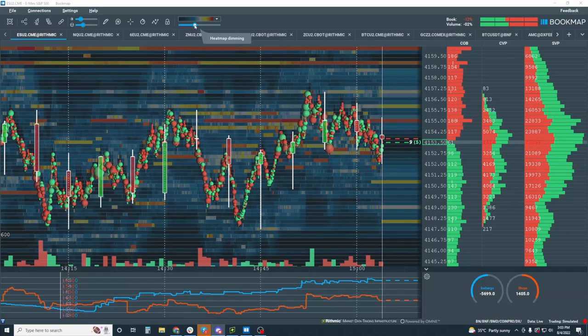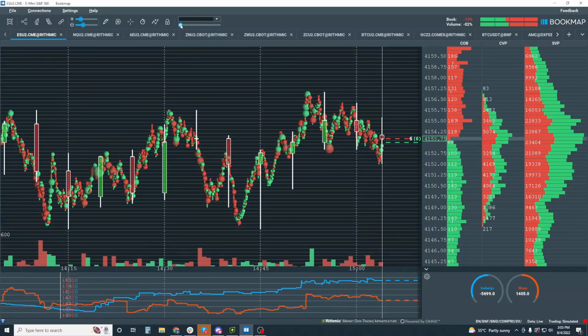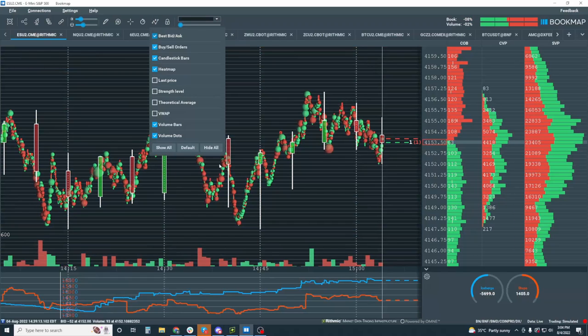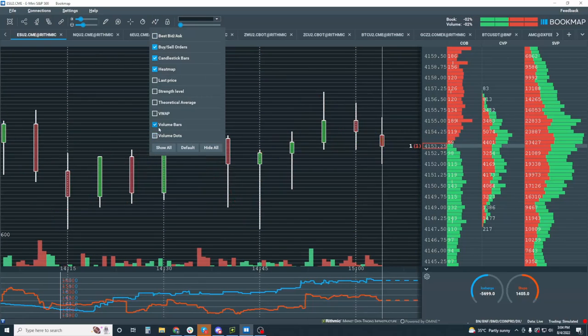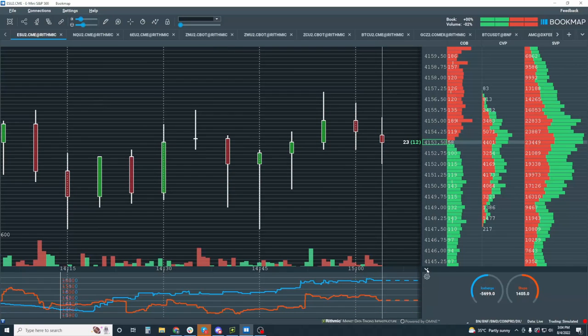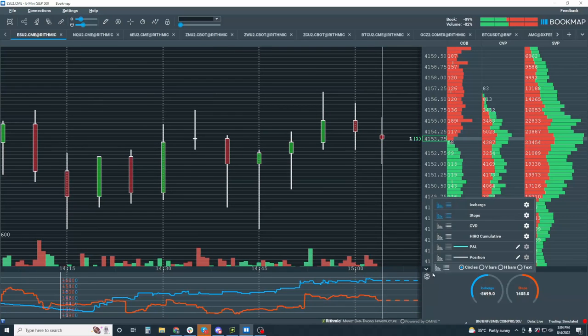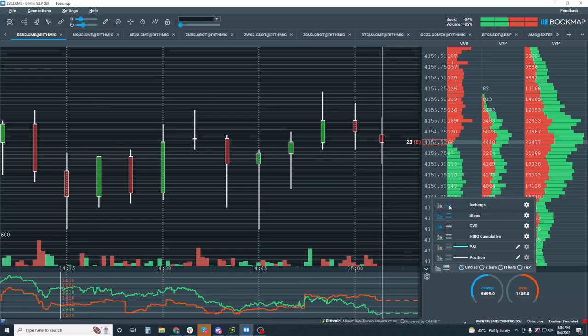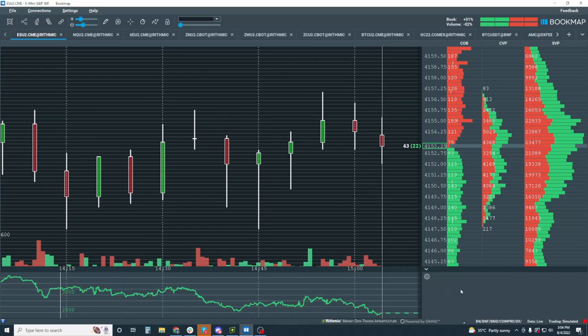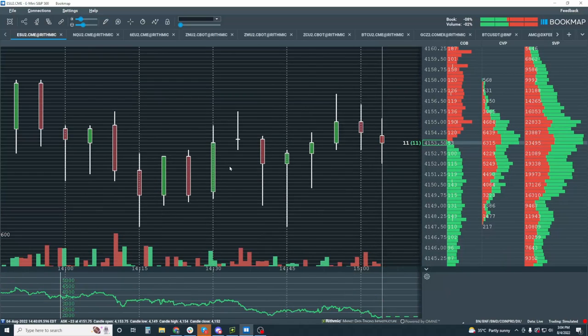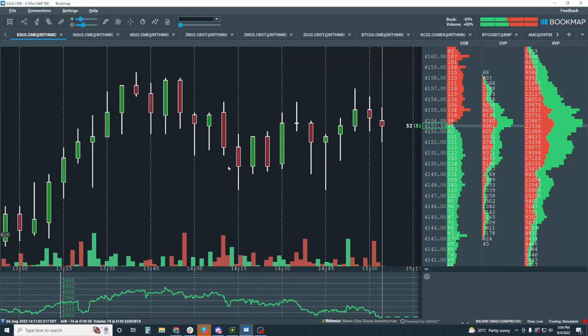All right, so we'll start off with the basics here. Take the heat map off, take the volume dots off, and best bid and offer. So we're looking at candlesticks. Maybe I'll add cumulative volume delta just for kicks here, and we'll take a look at that. So here's your candlestick chart. This is a 5-minute candlestick chart on the S&P E-mini. We can look at whatever you guys want to look at.